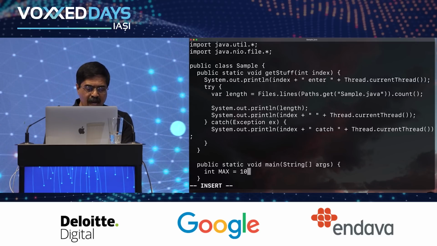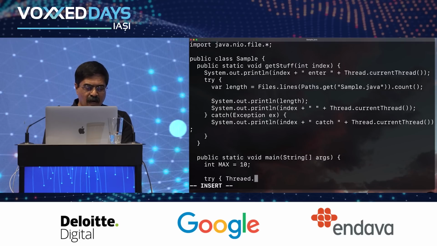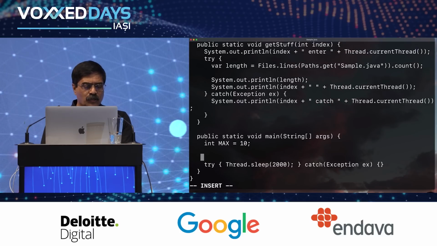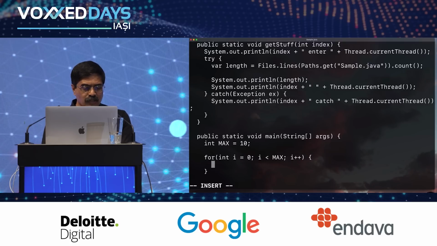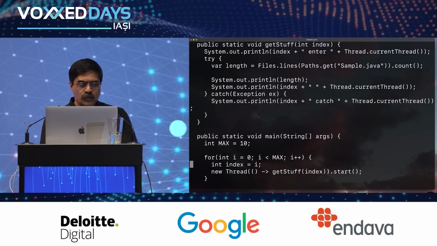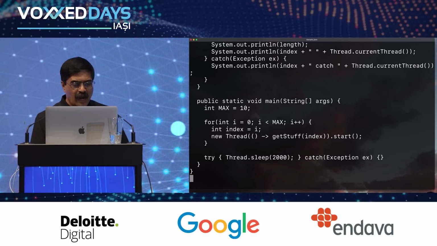I say max equal to 10, and we will say Thread.sleep for about 2 seconds, and catch Exception ex, so just give it a little break in there. But I'm going to change this code to say for int i equal to 0, i less than max, i plus plus. And one more little bit of code right here. Let's say new Thread, and we will call the getStuff function, and I'll send an index to that particular function, and we'll start it, where the index is equal to the value of i. So we are calling this function within this code and asking it to execute.